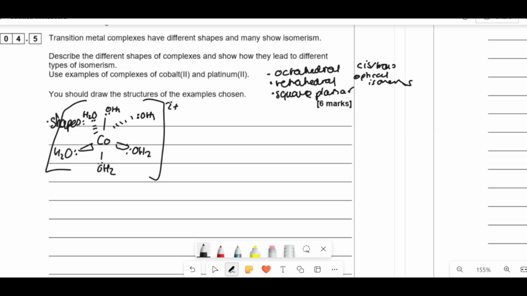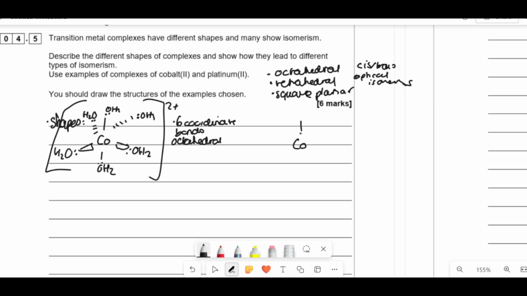There's 2 plus. So you need to explain as well, describe the types and show how they lead to different types of isomerism. We also need to describe how they actually exist to begin with. So as well as that, here we have 6 coordinate bonds, and that's octahedral as well.